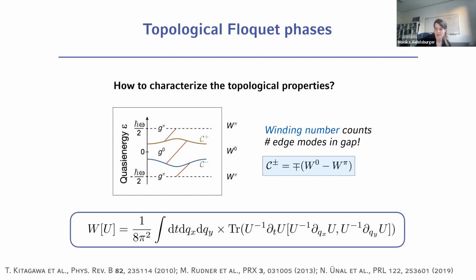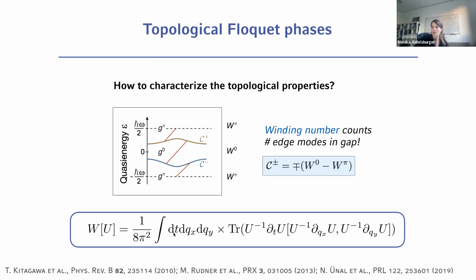And just to give you an idea of how this computation works or what is new, I just wanted to show you this equation, but you can look up the papers down here, essentially to highlight that here you also have to take the integral over time. So it's really important to take into account the micromotion of the system in order to work out these winding numbers that tell you how many edge modes you have in a certain gap.